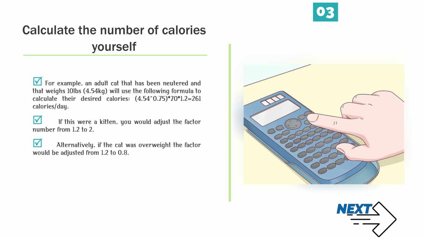If this were a kitten, you would adjust the factor number from 1.2 to 2. Alternatively, if the cat was overweight, the factor would be adjusted from 1.2 to 0.8.